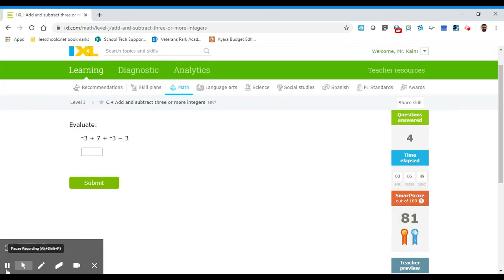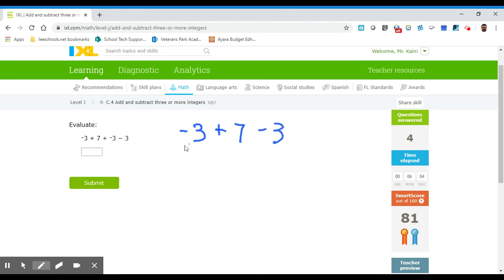Okay, so here's one at 81. Smart score 81. So let's follow those steps again. Write it down, but write it down without the double sign. So +7, positive negative means negative, -3.